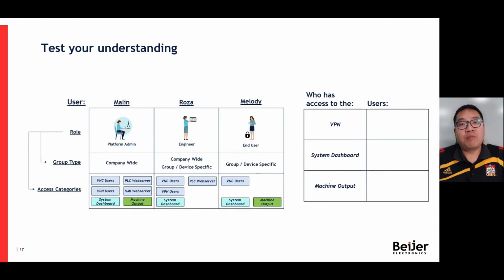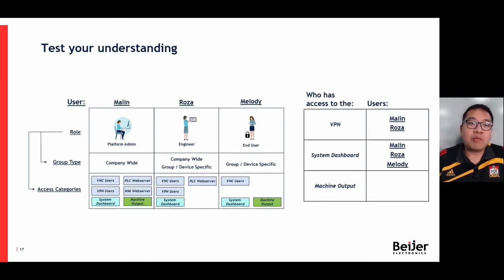This might be a good time for you to pause the video, write your answers down on a piece of paper, or maybe just give it a quick think through. So who has access to the VPN? Marlin and Rosa. You can see VPN here, here, and not on Melody. Next, who has access to the dashboards? All three of them have access to the system dashboard, as you can see here. And finally, who has access to the machine output page? In this case, it's a dashboard page, like in our examples of legends we spoke about. The answer is Marlin and Melody.